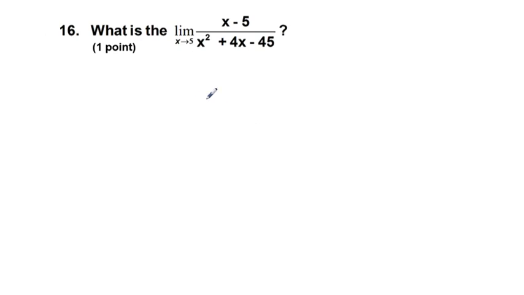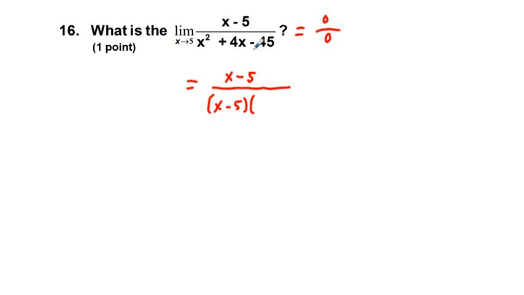16, what is the limit as x approaches 5 of x minus 5 over x squared plus 4x minus 45? If we plug in 5, in the numerator we get 5 minus 5. In the denominator we get 5 squared, which is 25, plus 20, and 25 plus 20 is 45, minus 45, we get 0 over 0. So we need to do more work, and to do that we're going to go ahead and factor this denominator, and for x minus 5 to be cancelable, we would have to have one of the factors in the denominator be x minus 5.